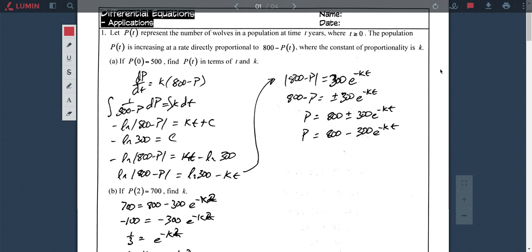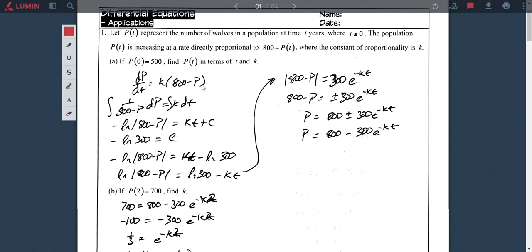All right, answers to differential equation applications. This is Monday's assignment. So first thing it wants is if P of 0 is 500, find P of T in terms of T and K. So that means T and K are going to stay in my answer whenever it says something like that.